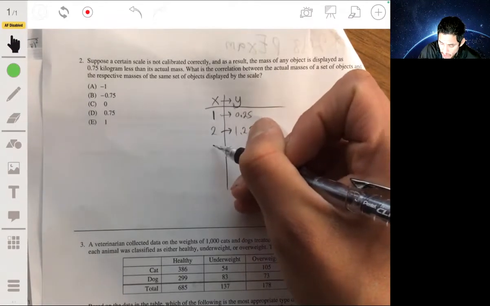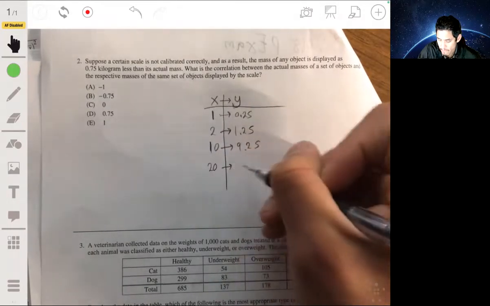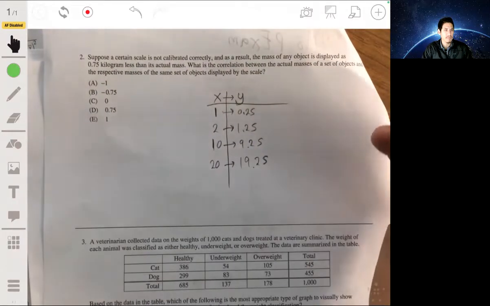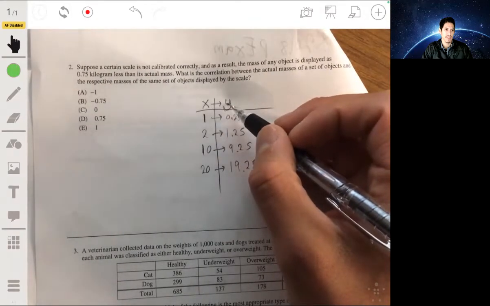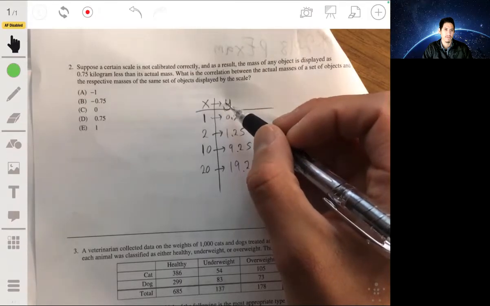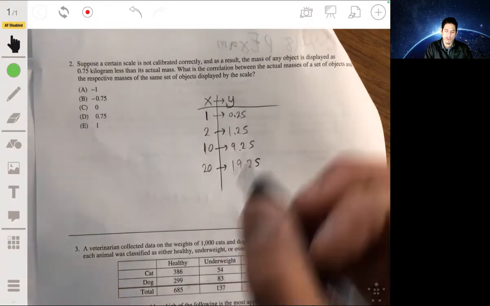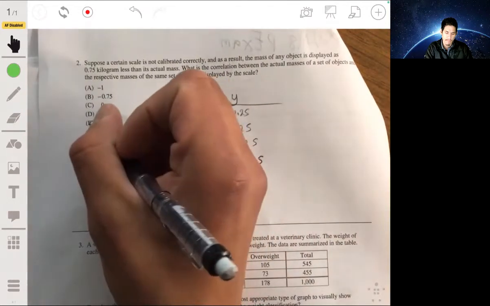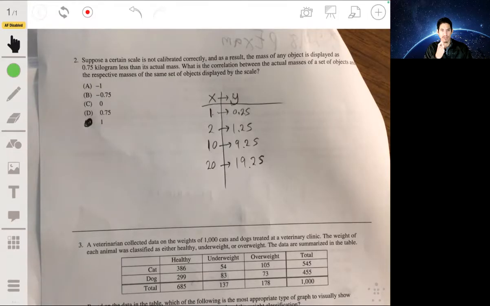It doesn't have to go in order. Maybe if it was 10, that would be 9.25, 20, 19.25, and so forth. It's always 0.75 kilograms less than X. So if you're trying to figure out the correlation between the actual masses, X, versus the respective displayed masses, Y, the relationship between X and Y would actually be a perfect relationship, because you could perfectly predict the Y values if you know the X values. The correlation would be 1. Again, that's because we know exactly what the relationship would be.